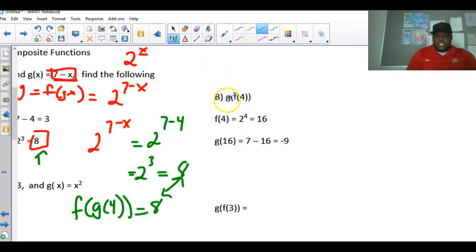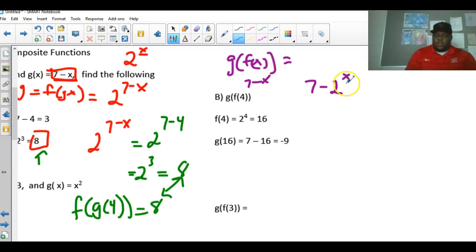Over here, you have g of f of x. What we're going to do is put f inside of g. Remember, g, guys, is 7 minus x. I'm going to put f inside of that. So instead of 7 minus x, what you have in place of x is f. 7 minus 2 to the x. So in place of x, I put 2 to the x, which is f of x.